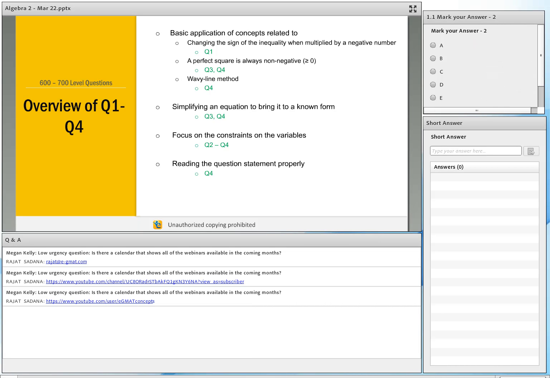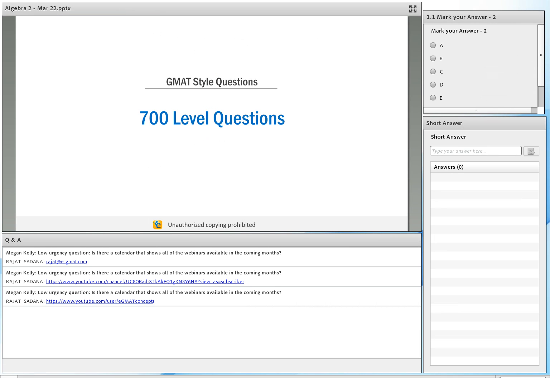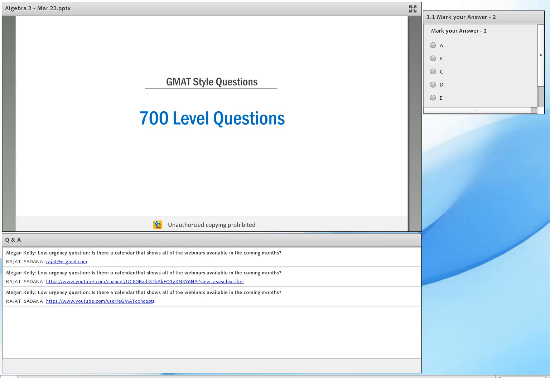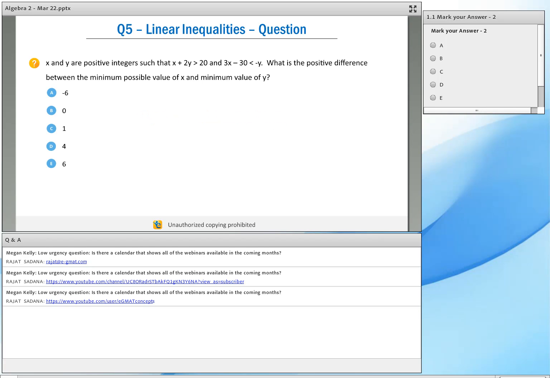Perfect. We're going towards 700 level questions now. I'm going to move this out. And here is your first 700 level question. It requires a bit more solving, but no new concept. Read the question stem properly, understand what the question is asking, then go towards solving the question. You'll have ample time. Go slow, but don't make mistakes.